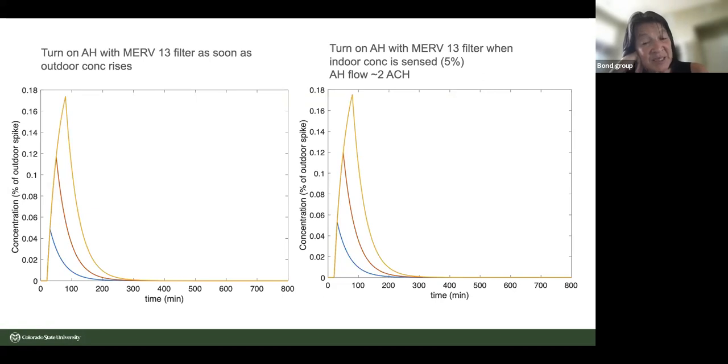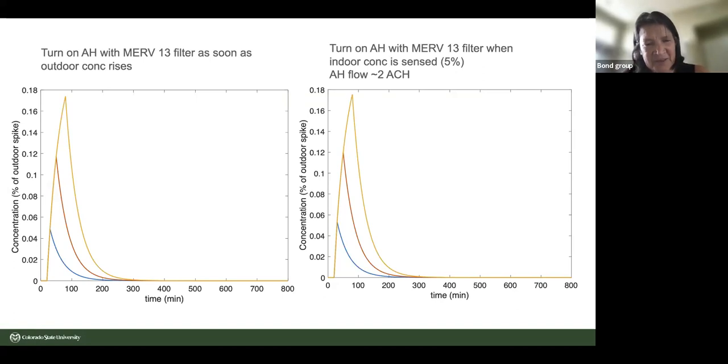And so what do we need to do to reduce it? You can see that it has an influence, but it's not a very big influence. And so if you push that filtering on and start cleaning the air, even as it's coming in, you're cleaning a little bit more air, but not much more. And that's why it doesn't make a huge difference yet.